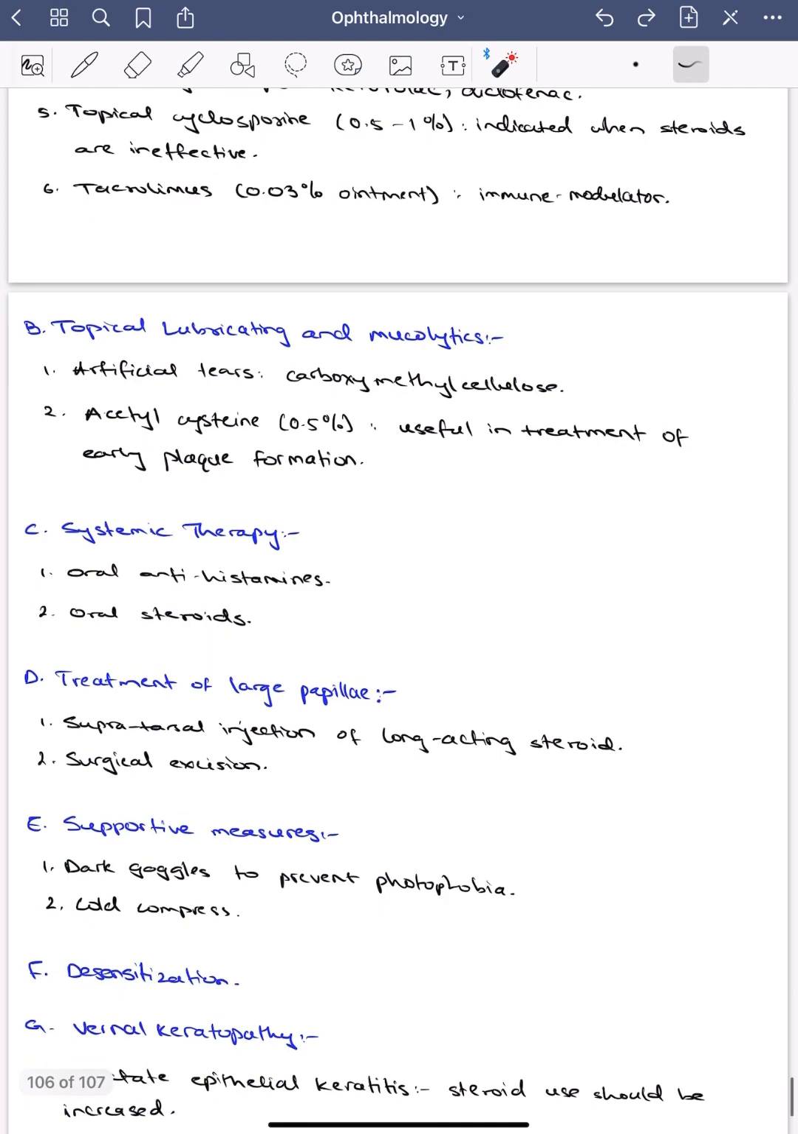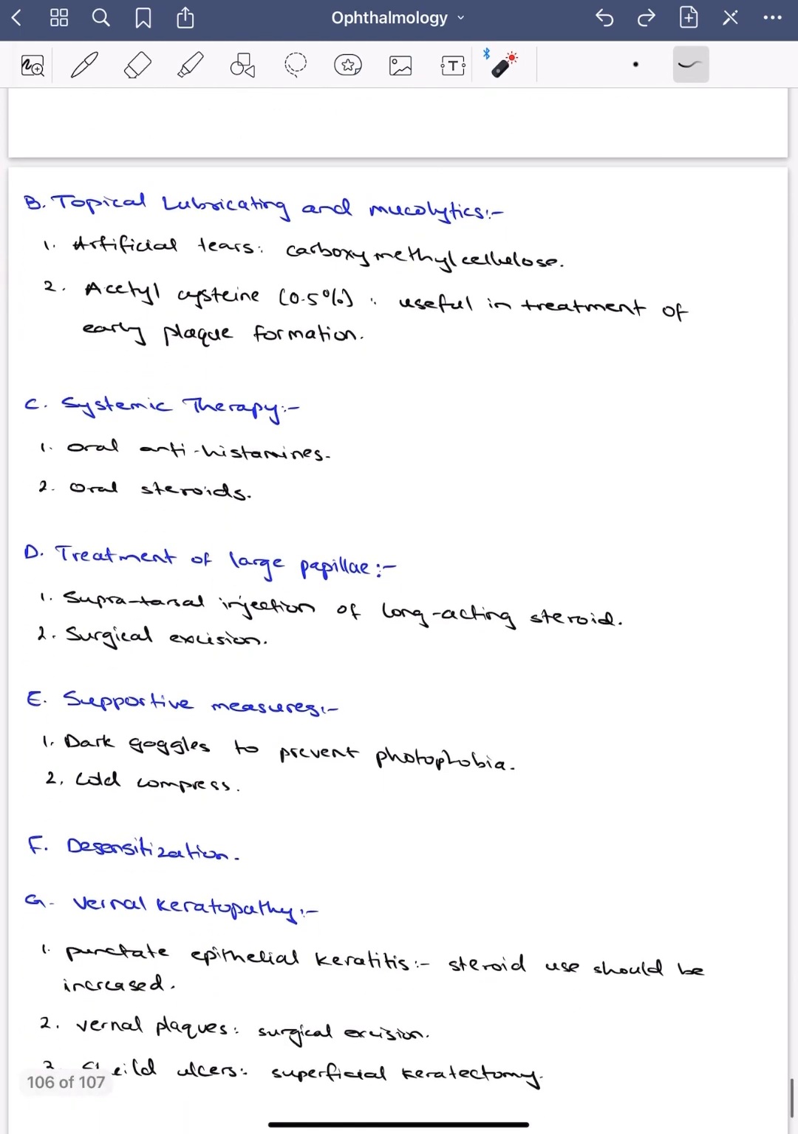Now the second mode of treatment is the use of topical lubricating agents and mucolytics. Here artificial tears like carboxymethylcellulose can be given, and the second is acetylcysteine, which is useful in the treatment of early plaque formation, that is as a mucolytic. The next mode of treatment is the use of systemic therapy, where we use oral antihistamines and oral steroids to suppress the allergy.